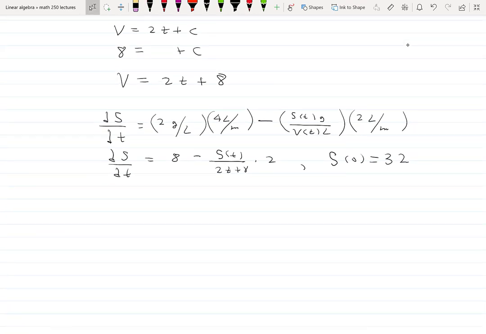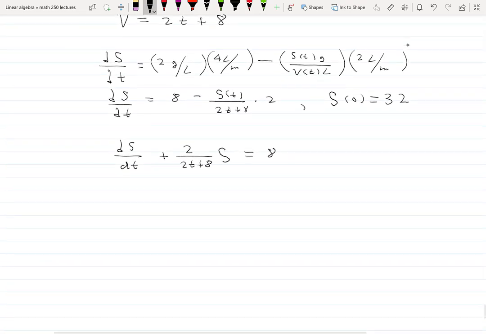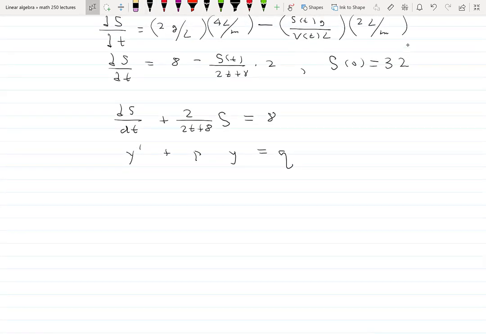Okay. So now the next question is, how do we solve the differential equation involving S? Well, if we rewrite it as dS/dt plus 2 over 2t plus 8 times S equals 8, we can see that this is first order linear. This is sort of like y prime plus py equals q. But of course, we don't have y, we have S, and our variable is t instead of x. So it's first order linear.